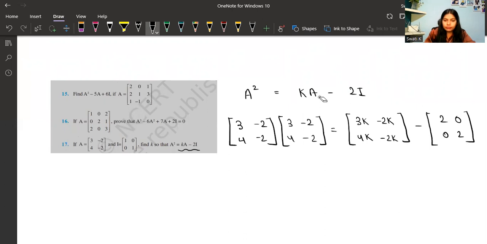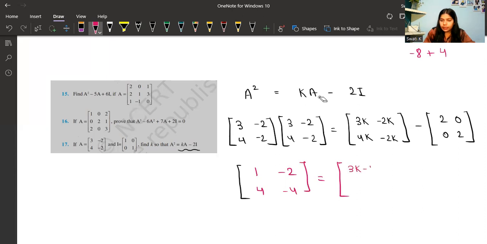Let's simplify this. Of course, if you simplify this, you will get 3 times 3 is 9, and minus 8, that is 1. Next is 3 times negative 2, that is negative 6 plus 4. Negative 6 plus 4 is negative 2. Next is 12 minus 8, that is 4. Next we have negative 8 plus 4. That is going to be negative 4. Okay. And this equals, this is 3k minus 2. This is minus 2k only. This is 4k only. And this is minus 2k minus 2.